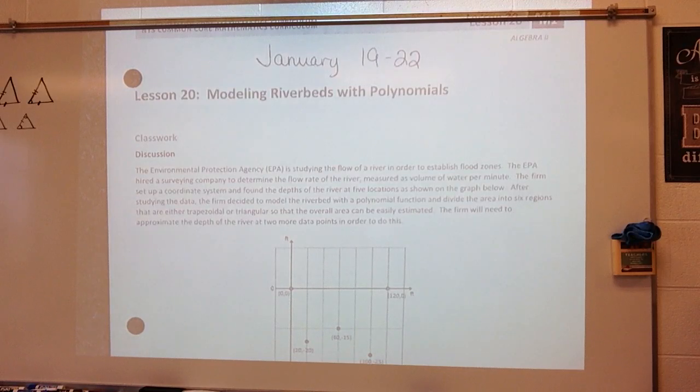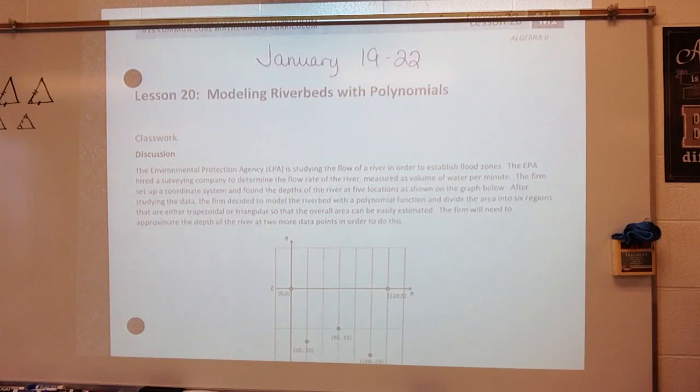Alright, so what I want to do really quickly is look at the discussion here. A couple of vocabulary words that I want to give you so that we can hopefully understand this problem a little more. Flow rate, or the volumetric flow rate, is the volume of fluid that passes through a given surface per unit time. A riverbed is the channel in which a river flows, and the cross section is a two-dimensional view of a slice through an object.